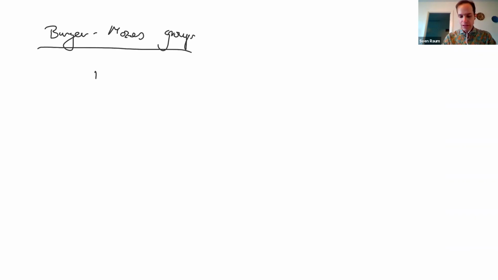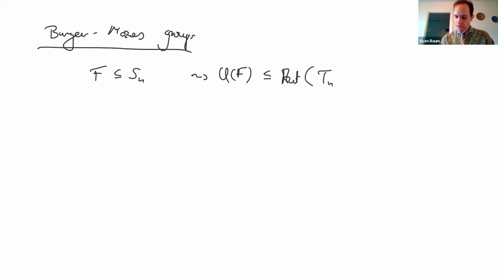Okay, so F here is a permutation group, and then U(F) in the end will be a subgroup of the automorphism group of the n-regular tree. And we have to decide in some way whether an automorphism belongs to this group or not. And this will a priori depend on a labeling, in this case, an edge labeling.